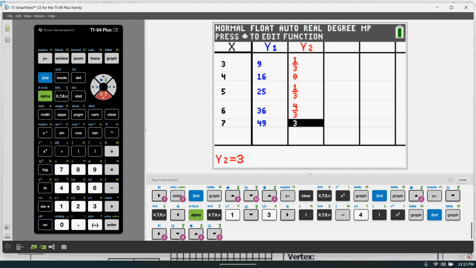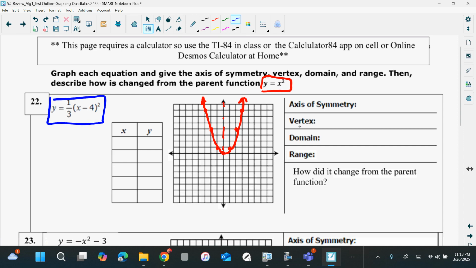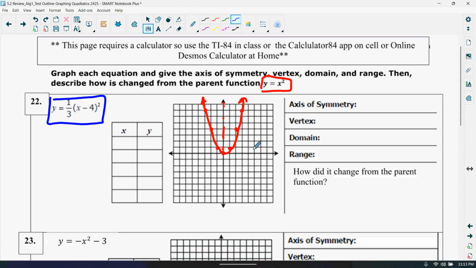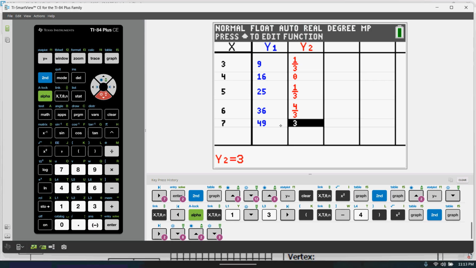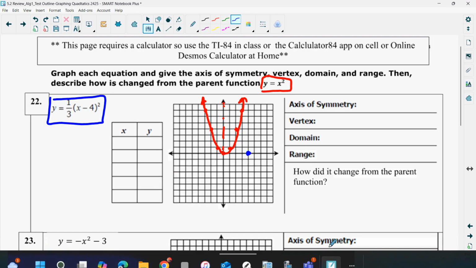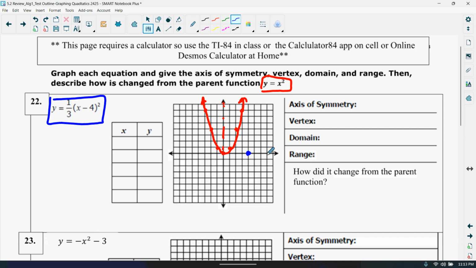So let's start off with the vertex. All right, vertex, it's going to go blue here. It was at 4, 0, 1, 2, 3, 4. And then when I look at my table, the next whole number point is at 7, 3. Okay, so I'm going to go over here. That's 4, 5, 6, 7, then up 1, 2, 3. So I've got a point right there. And here's our axis of symmetry for the new graph.